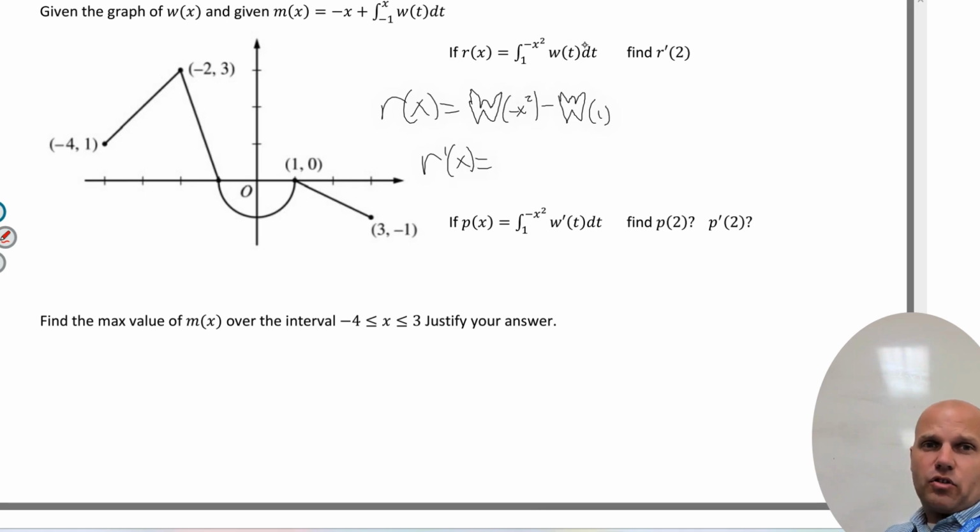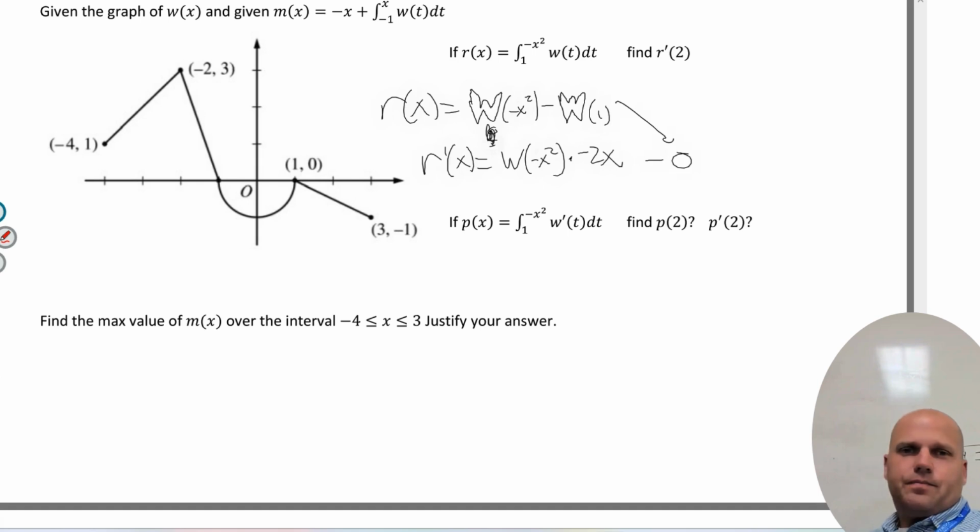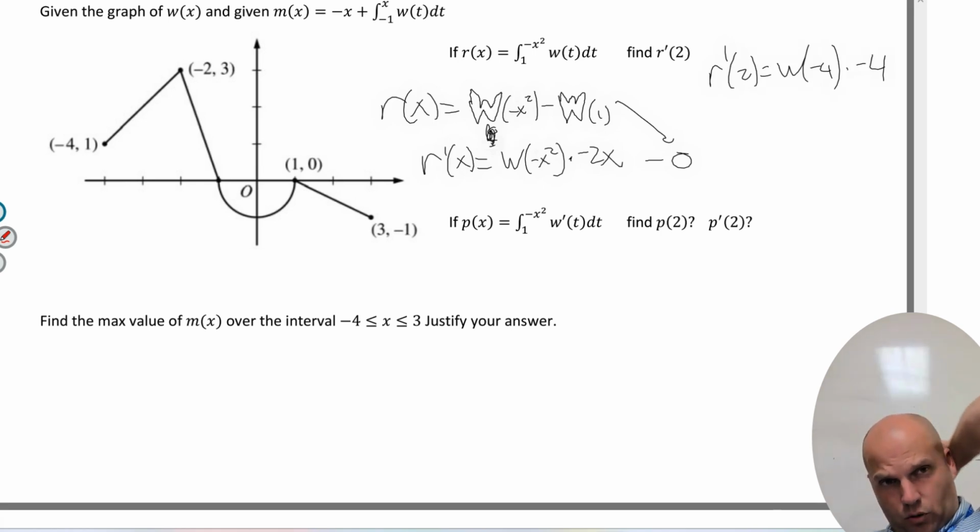R prime, which is the derivative of this, using the chain rule: super W would go back to regular W. What starts in the parentheses stays in the parentheses. And then we have the derivative of what's in there. And then the derivative of super W of 1. W of 1 is a number, so its derivative is 0. So R prime of 2 is regular W of -4 times -4. Cool.